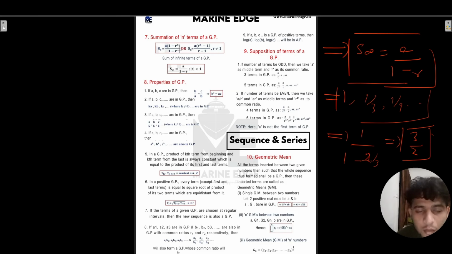And the summation for n terms will be equal to a into (1 minus r to the power n) upon (1 minus r), which is the sum of the n terms of a given GP.